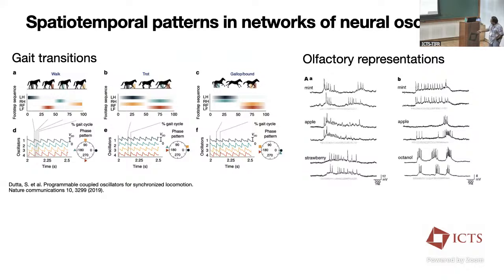So just like you have movement from oscillators, you can also have representations of pretty much anything using these connected networks of neurons, right?